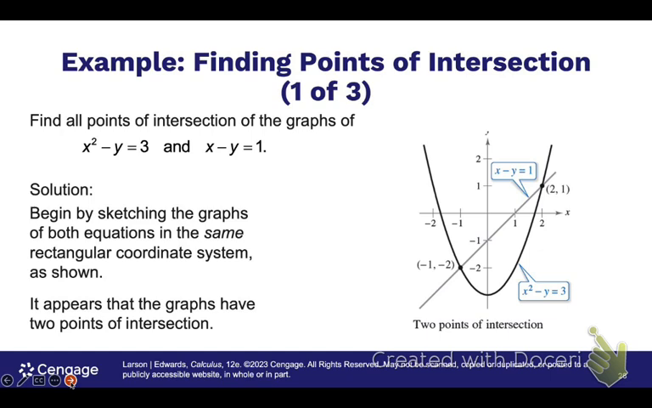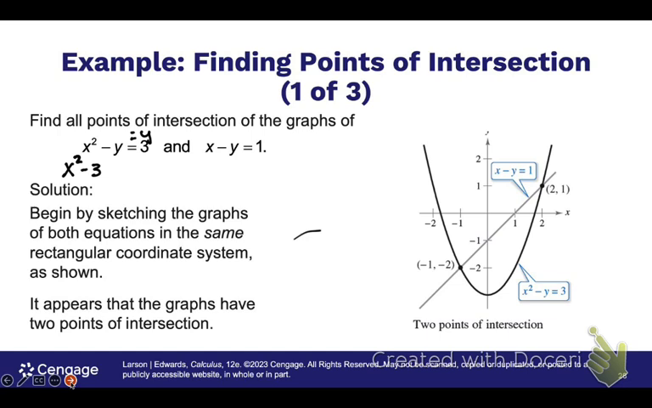So these are the two equations. I said set them equal to each other. Can I set these two equations equal to each other the way they are right now? No. I have to solve them for a variable, probably for y. So if I solve it for y, I would have x squared minus 3 equaled y.